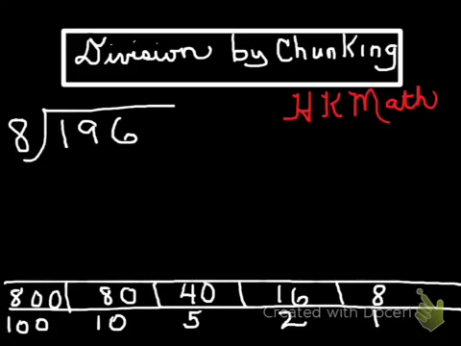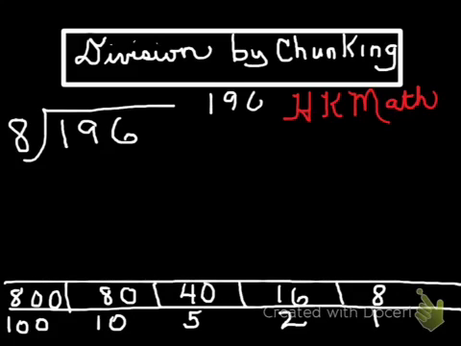Note that we are using benchmark numbers that are easy to multiply. 100 times 8 is easy. 10 times 8 is easy. 5 times 8. And we're staying true to our definition of division. In this case, we're using the subtraction model. So I'm going to subtract 10 chunks of 8.